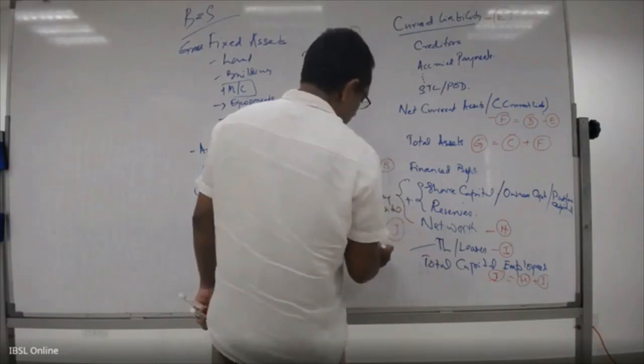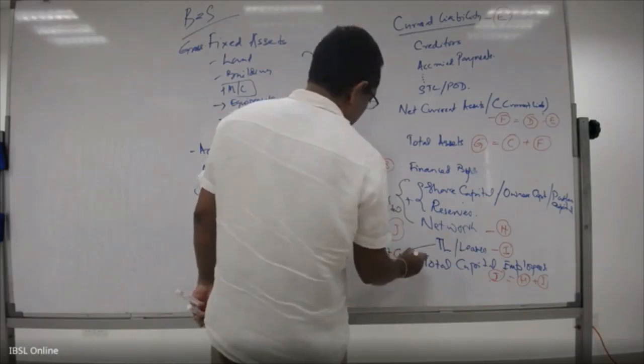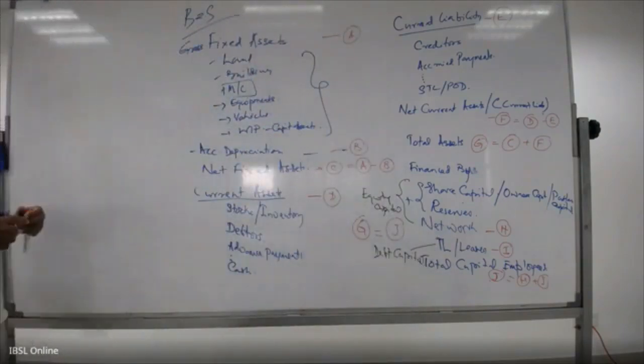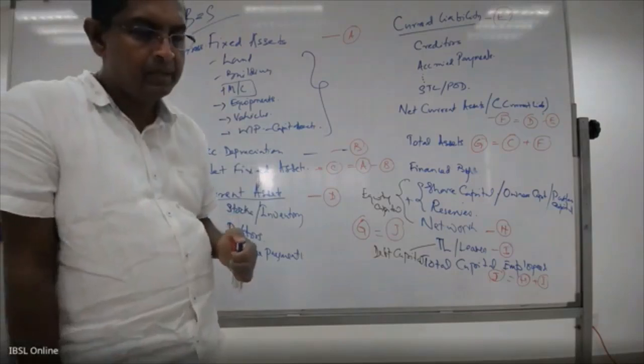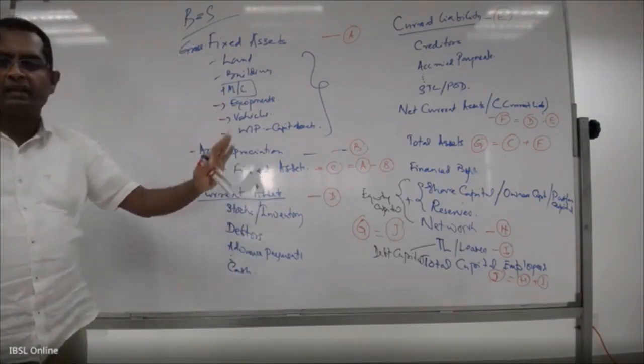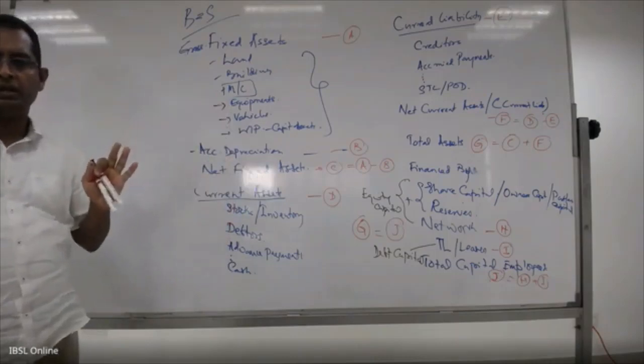This is called debt capital. Equity capital and debt capital, how the funds have been invested, right? This is one way of writing the balance sheet.